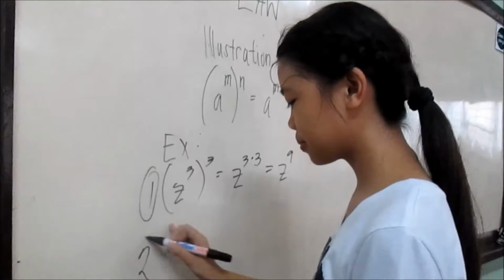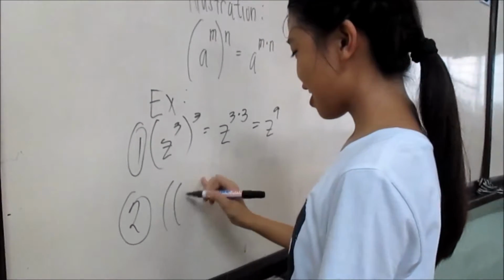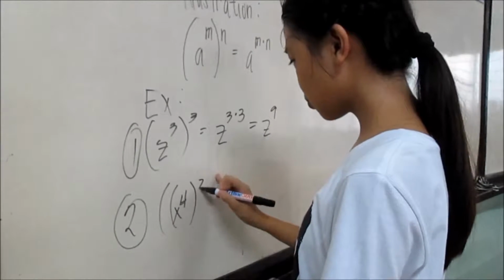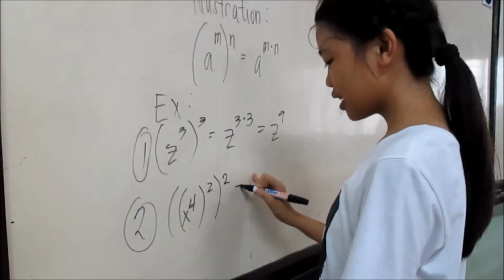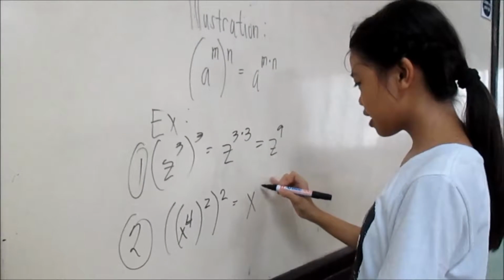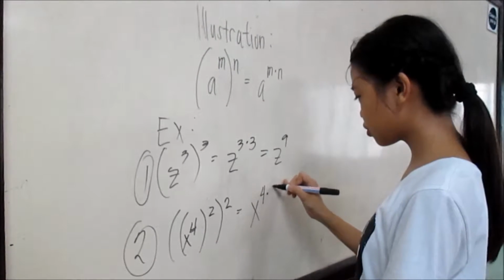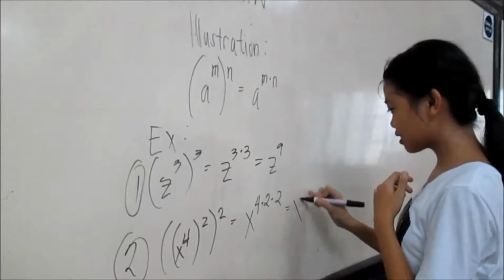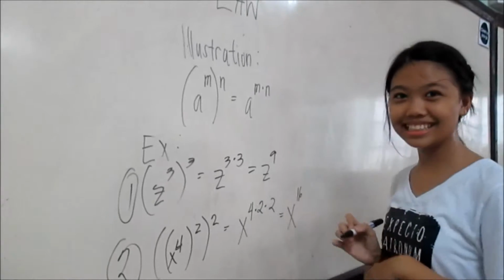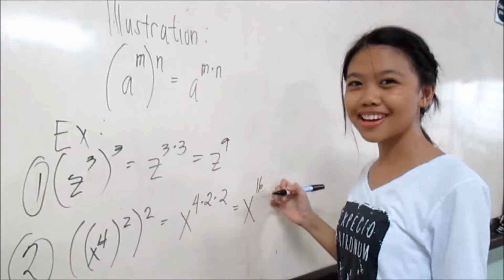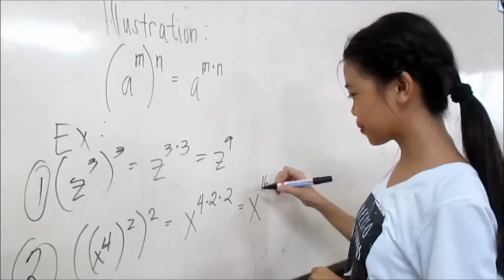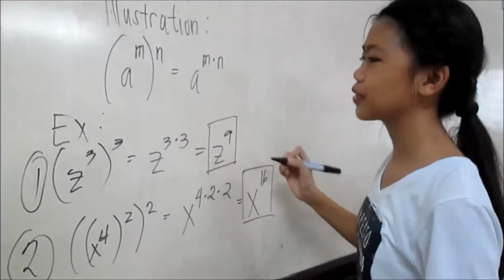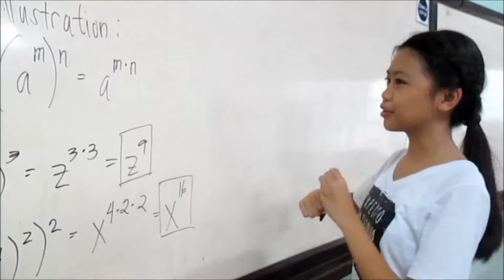Example number 2. x raised to 4, raised to 2, raised to 2, is equal to x raised to 4 times 2 times 2, which is equal to x raised to 16. It's easy, right? But always box your final answer. I will give you another example. Number 3.